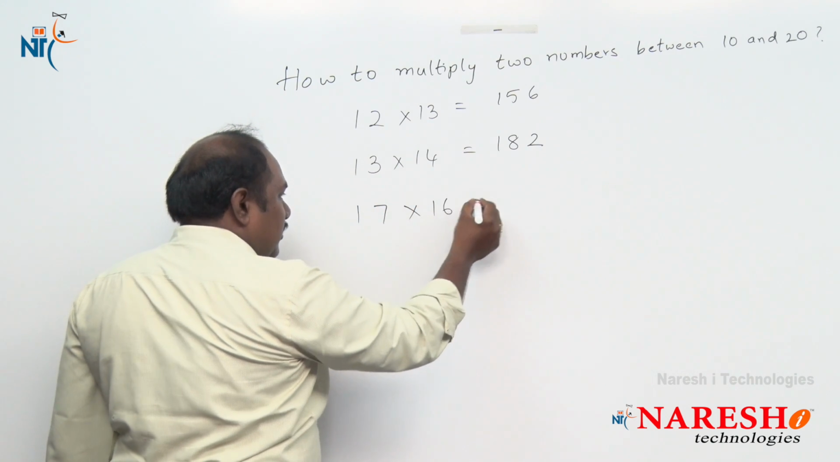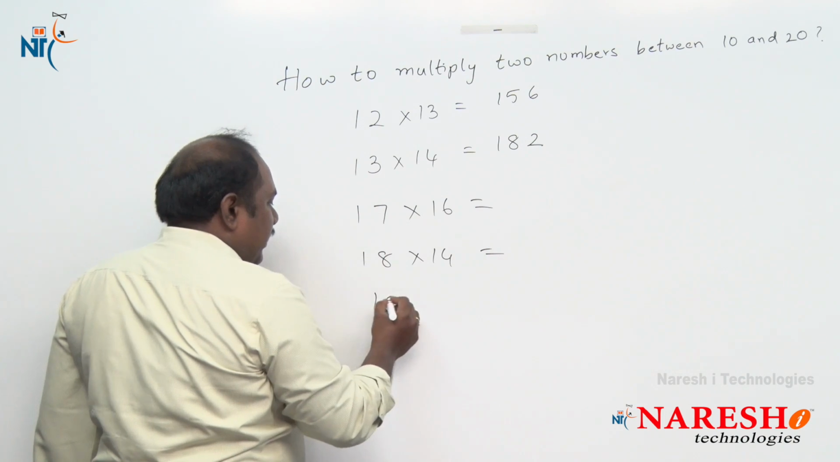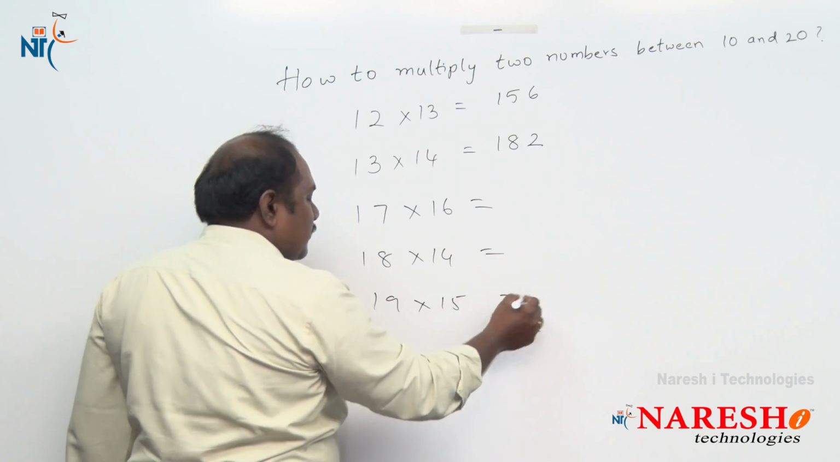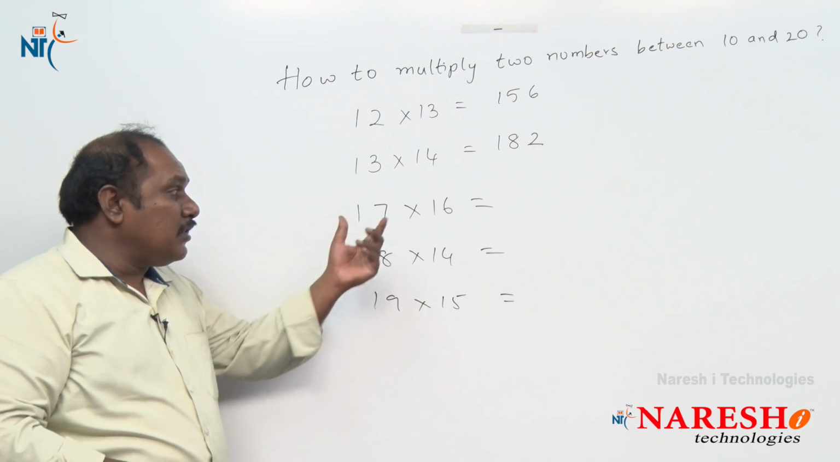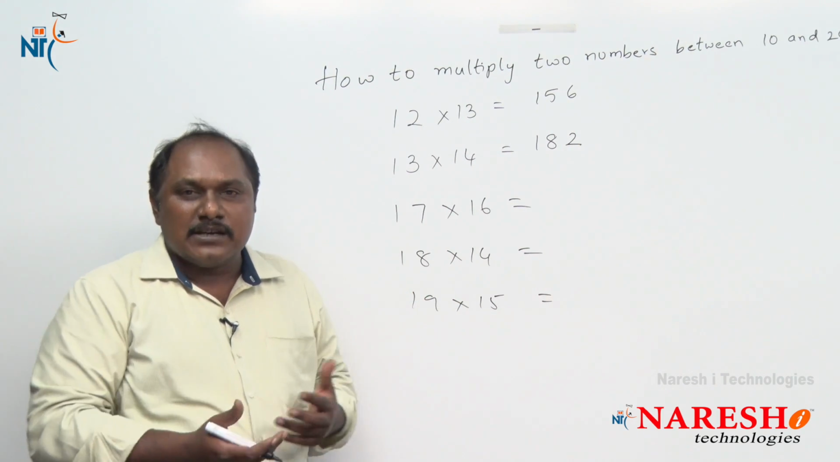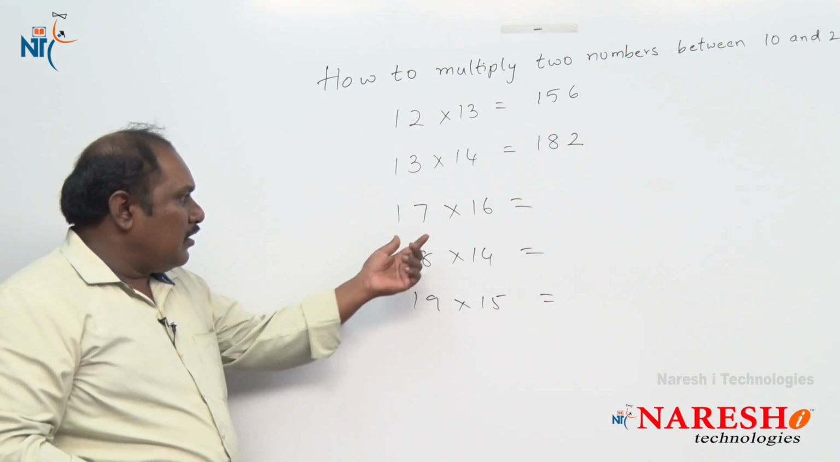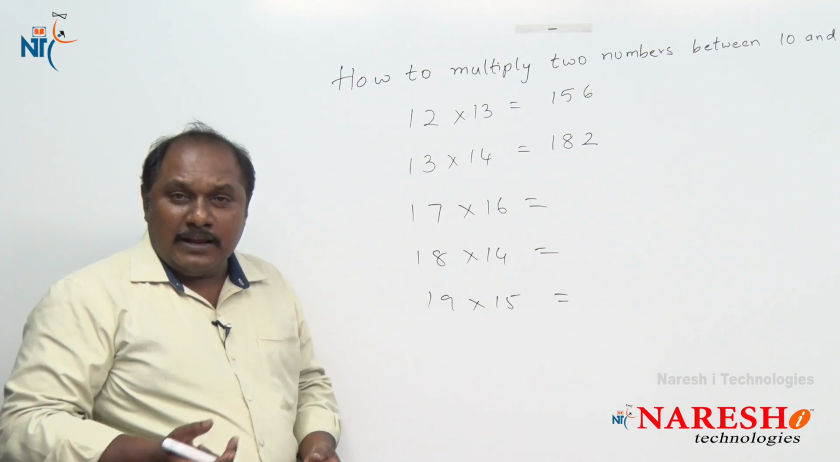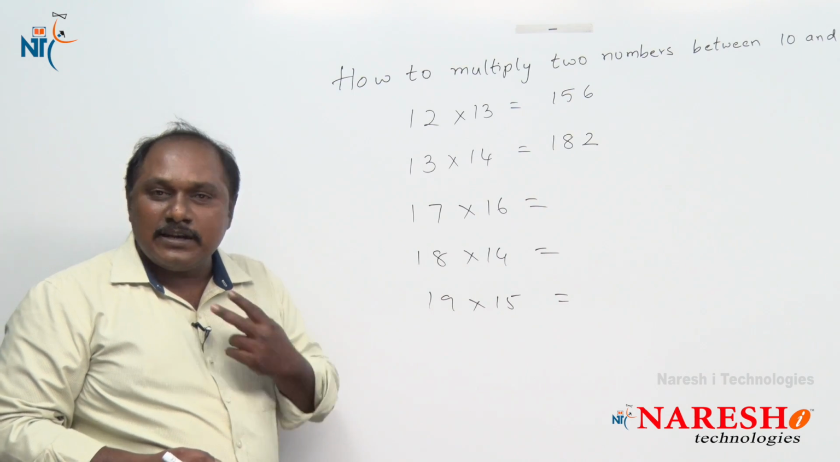So like this you can practice on some numbers: 17 into 16, 18 into 14, 19 into 15, and so on. You can take any two numbers and multiply them, but both the numbers should be between 10 and 20. So you can tell the answer in seconds. 5 seconds, 3 seconds, 4 seconds, and so on. But you have to be good at simple multiplication, multiplying two single digit numbers.